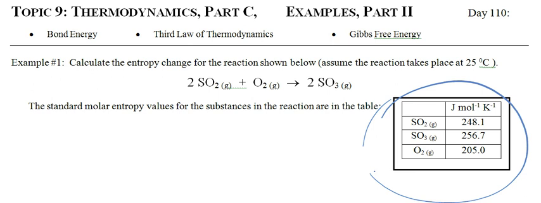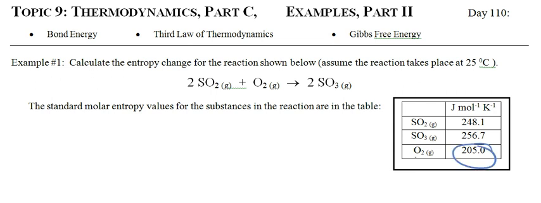And one thing that I want you to notice that's a little bit different from the table that we worked with yesterday was that actually oxygen has a value today. Because again, when we talk about entropy, we're talking about disorder, randomness, and oxygen gas has a lot of randomness and a lot of disorder associated with it. So it does have an entropy value, so you will see some values for that.